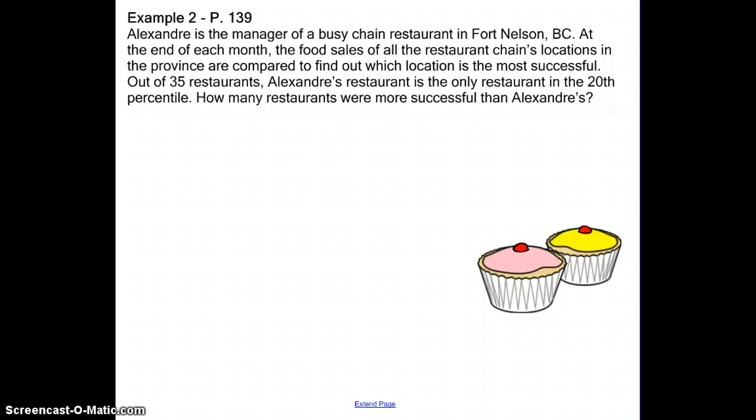Next, we've got Alexander is the manager of a busy chain restaurant. Out of 35 restaurants, Alexander's restaurant is the only restaurant in the 20th percentile. How many restaurants were more successful than his? And we know that out of 35 restaurants, our percentile ranking is 20, but we have to write that as 0.20. We're looking for B, and we have 35 total restaurants. So B is 7. That's how many restaurants were less than his.